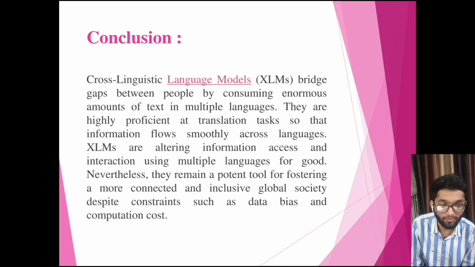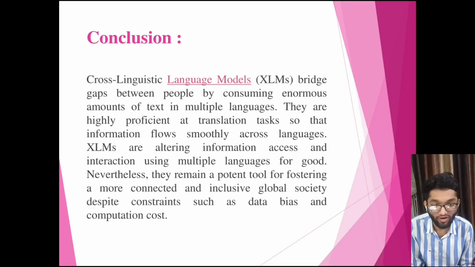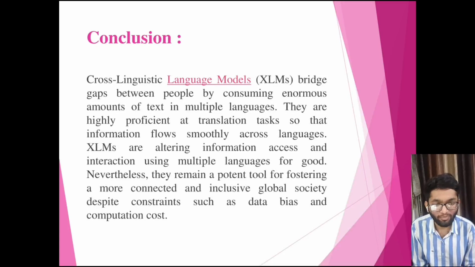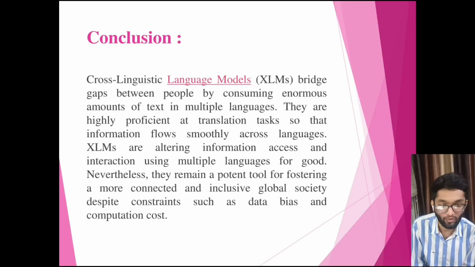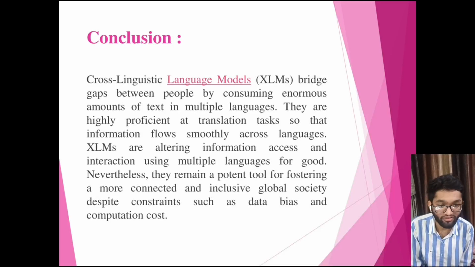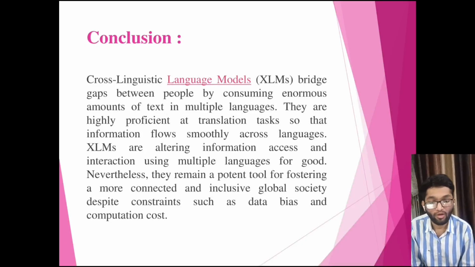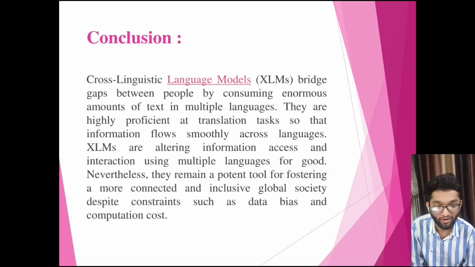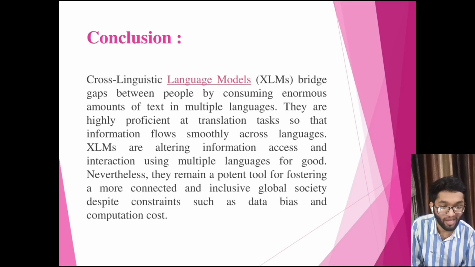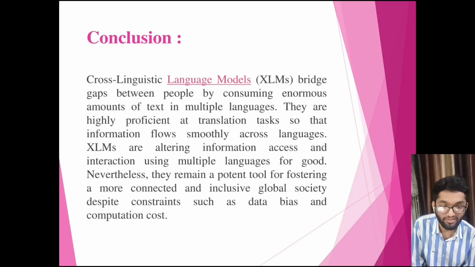In conclusion, cross-lingual language models, XLMs, are transforming how we interact with information across languages. By processing vast amounts of text from multiple languages, they excel at translation tasks, ensuring smooth communication and knowledge sharing across linguistic boundaries. These models are playing a crucial role in fostering a more connected and inclusive global society, breaking down language barriers and enhancing accessibility to information for people worldwide. Despite challenges like data bias and high computation costs, XLMs continue to evolve and improve, paving the way for a future where language no longer limits our ability to connect and collaborate. The potential for these models to bridge gaps, empower diverse communities, and democratize access to knowledge is immense. In a sense, XLMs are powerful tools for building a world that is more unified and inclusive.